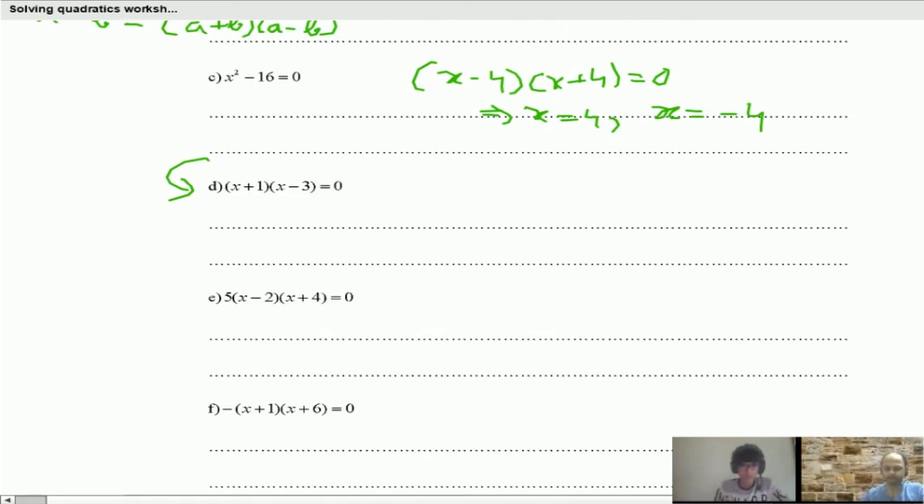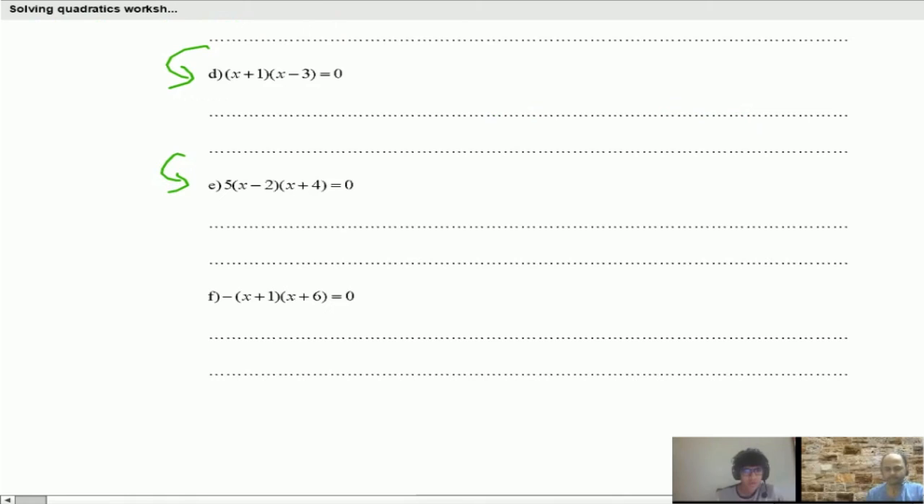Okay. What about the next one? We could use null factor again. So x plus 1 equals 0. We would get x is equal to minus 1. And for the other one, we would get x is equal to 3. Yes, true. What about the next question? We could use null factor for x plus 4.